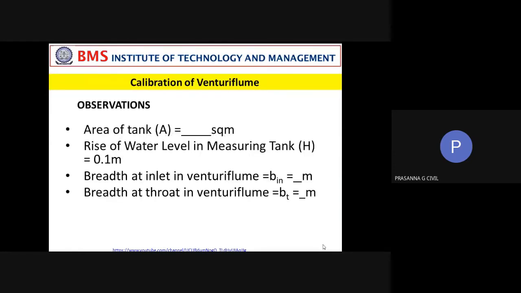So for the calibration, first we need to collect some observation readings: the area of the collecting tank in square meters, and the rise of water in the measuring tank, which we usually take as 10 centimeters, hence recorded as 0.1 meter. We need to measure the breadth at the inlet of the Venturi flume, which we use as BIN, breadth at inlet, to be recorded in meters. The breadth at the throat in the Venturi flume is recorded as BT in meters.